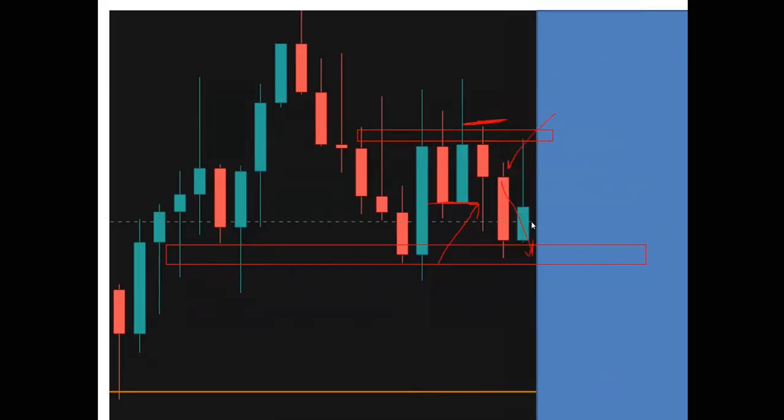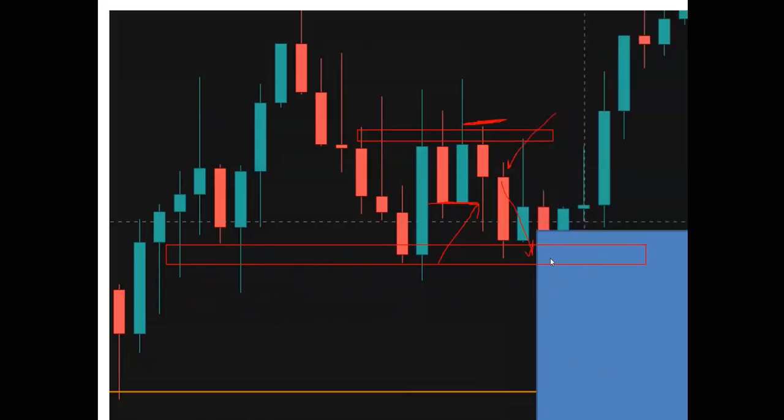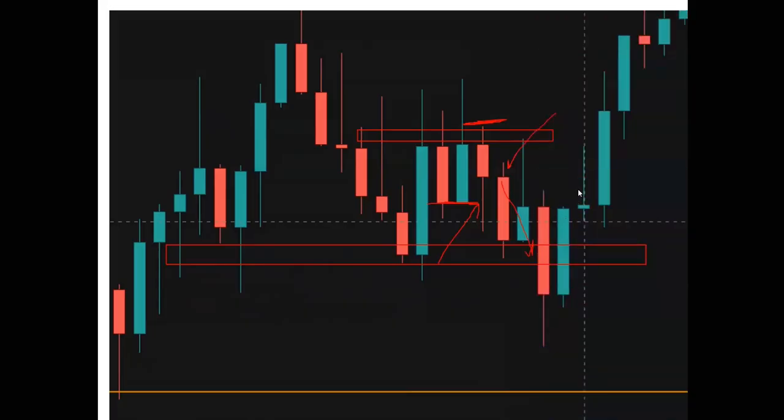Let's see what happens next. Still ranging. And then you had a little bit of a fake out, but eventually we started to move up. Always look to the top left corner. Yeah, exactly. So let's go through what happened when these candles started to move up, right?